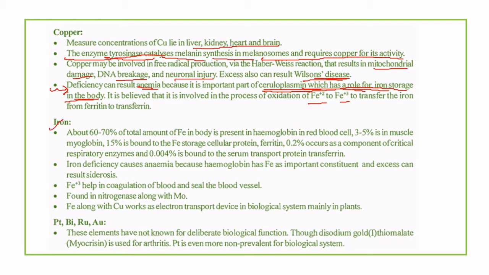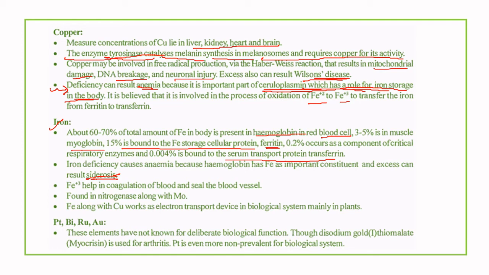Then comes iron. About 60 to 70% of the total amount of iron in the body is present in hemoglobin in red blood cells. 3 to 5% is in muscle myoglobin. 15% is bound to the ferric iron storage cellular protein, that is ferritin, 0.2% occurs in the components of critical respiratory enzymes, and 0.04% is bound to the serum transport protein transferrin. Iron deficiency causes anemia because hemoglobin has iron as an important constituent, and excess amount of iron can result in siderosis.